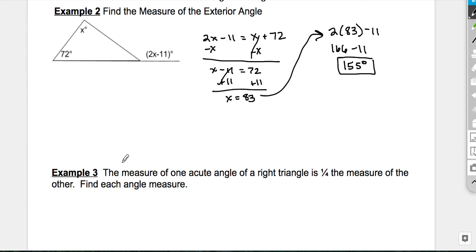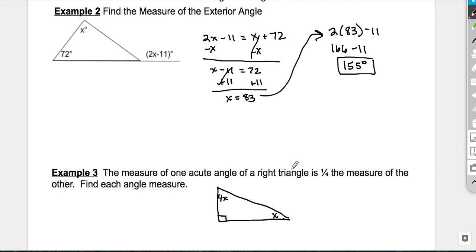So on this next one, the measure of one acute angle of a right triangle is 1/4 the measure of the other. Find each angle measure. So we can draw this triangle to help us figure it out. So if the measure of one of the acute angles is 1/4 the measure of the other, I want to go for the smaller one and call it x. So if this is 1/4 of the bigger angle, then if this is x, this will be 4x. So the smaller angle is 1/4 the size of the larger angle.